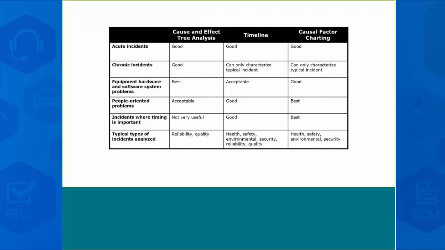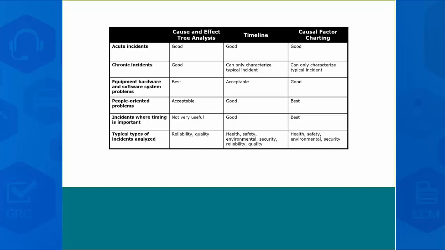I really like timelines and cause and effect trees. They're scalable. They're very powerful. Another technique that a lot of people like to use is causal factor charting. It, again, is a very powerful technique. It somewhat combines the logic from cause and effect trees with the graphical approach of the timeline, time-oriented. So it's a great tool. It's a little harder to teach. It's a little harder to implement, but it's still a good technique.